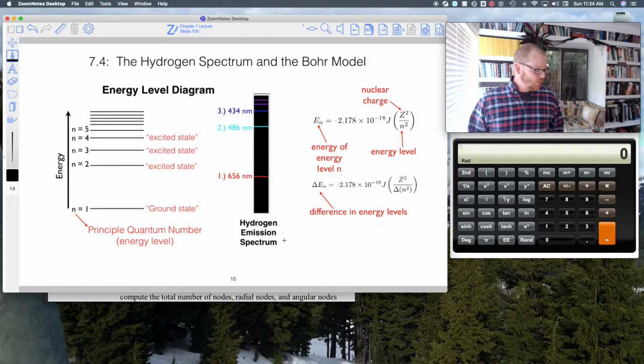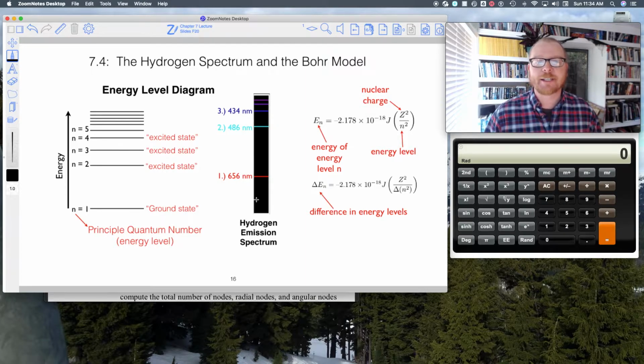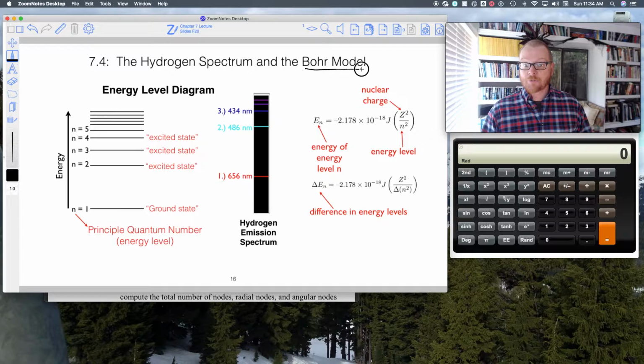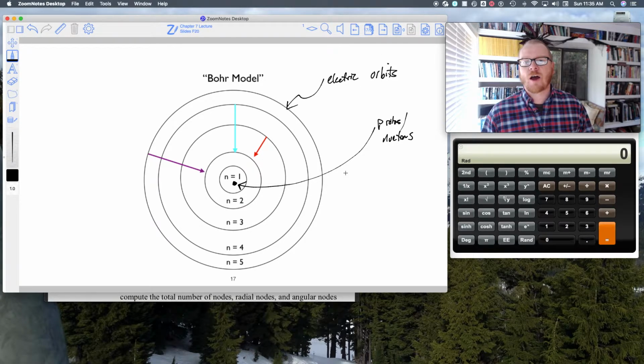So this is how I'm going to start to build up this whole idea of how we get these specific fingerprint wavelengths, okay? And this idea is based on the Bohr model. The idea behind the Bohr model is that here is the nucleus in the center. Okay? So that is our protons and neutrons. And in the Bohr model, electrons exist in these orbits. So I'm going to call these electron orbits.